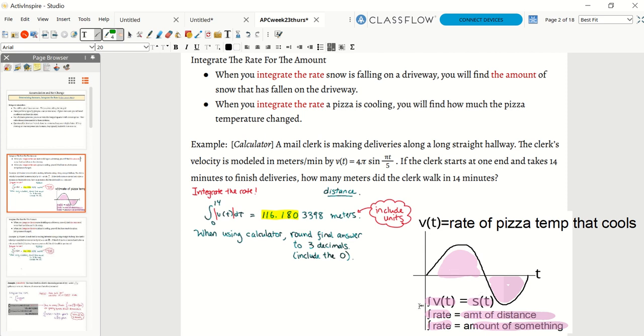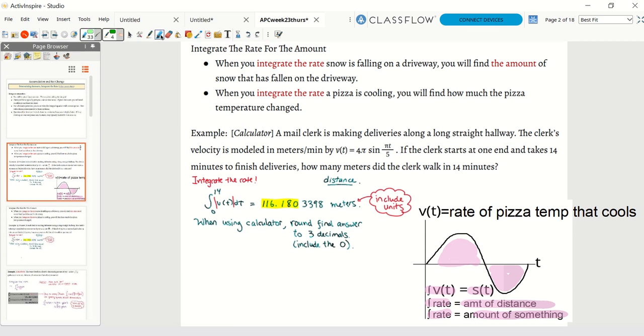Okay, so whereas up until now we did the integral of velocity is equal to the amount of distance, we're applying that same concept to different contexts now. So long story short, the summary of today's slides is: when you integrate the rate of whatever, you get the amount of that whatever. Okay, so let's go ahead and look at this problem over here.